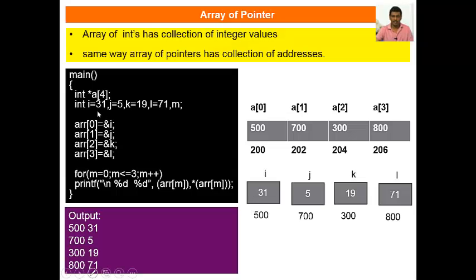So this is an individual variable. i, j, k, l are individual variables. They are separate variables. They do not have continuous memory allocation. So 500, 501 for i, while j has a different address, k is different, l is different. It is not a continuous address location.